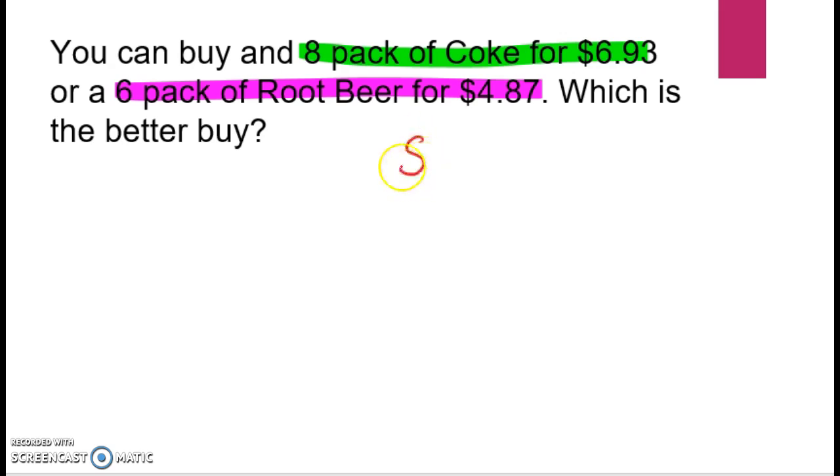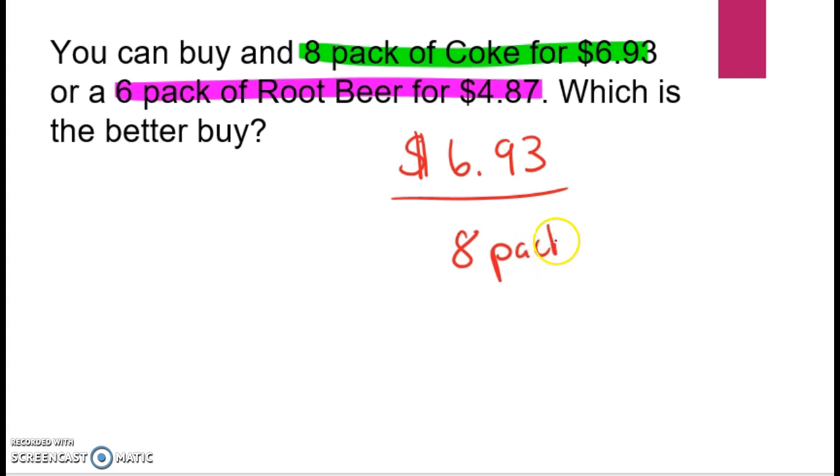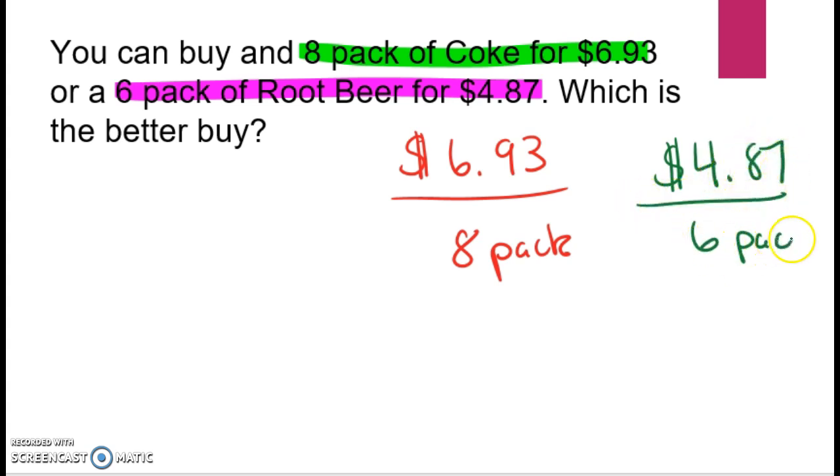So we have $6.93 on 8-pack Coke. And we have $4.87 for a 6-pack of root beer. So my goal is to get the bottoms of both of these to be 1, because I want to compare the price for just one. So I need to divide by 8 here, and over here I need to divide by 6.